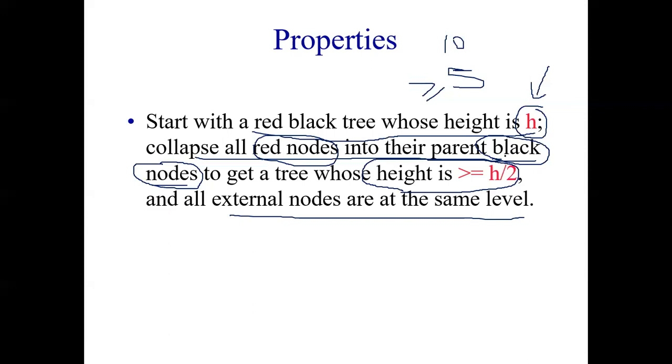Right? That is, take a red black tree with height h, visit all the red nodes, and collapse each red node into its parent black node. When you do that, its height will become greater than or equal to h by 2, but it will never become less than h by 2. And all the external nodes will come at the same level. Let us discuss this with an example.